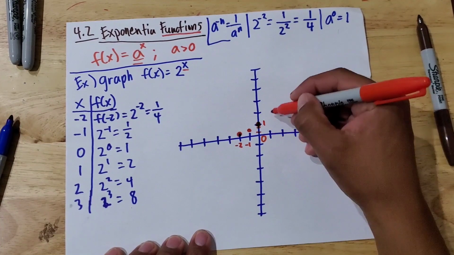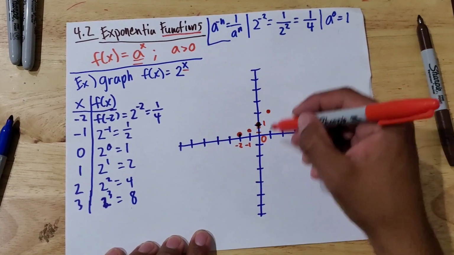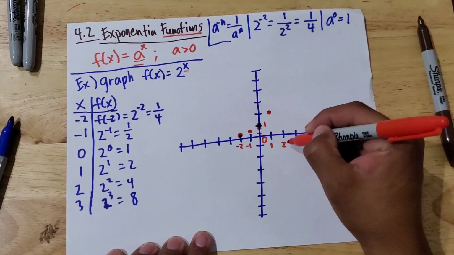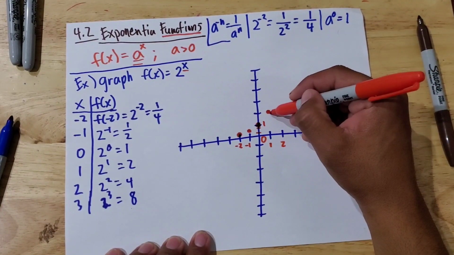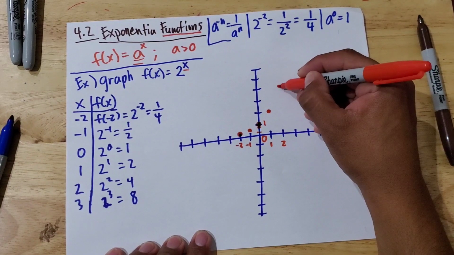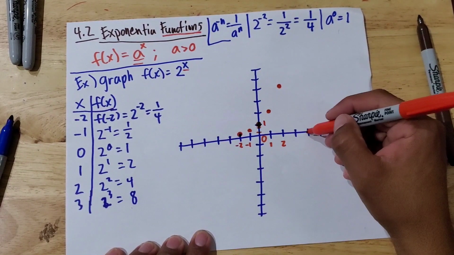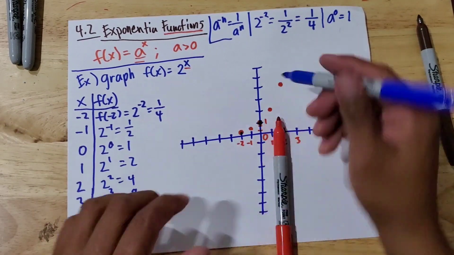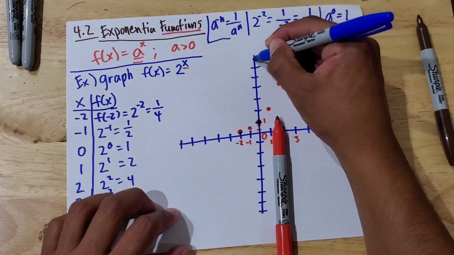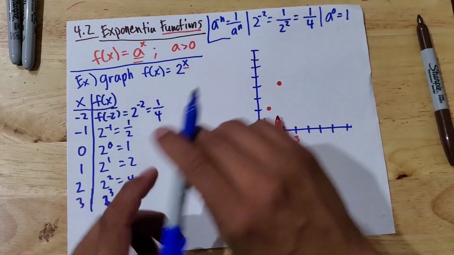At 1, we jump to 2. But from 2, we go to 4. So it jumps now. It goes from 2, 3, all the way to 4. And then at 3, it jumps again all the way to 8. So this stopped at 4, 5, 6. Let me see if I extend it. 7, 8.